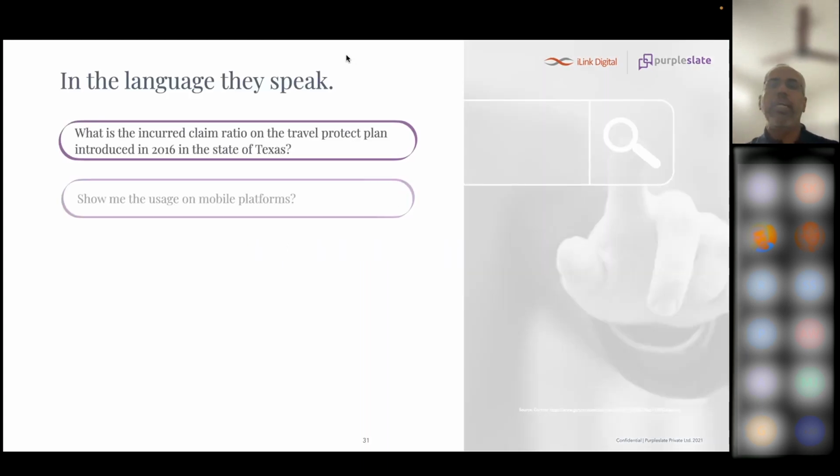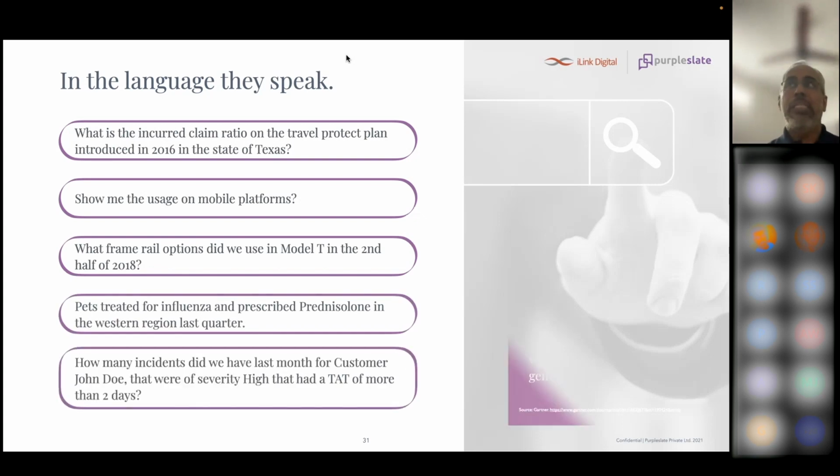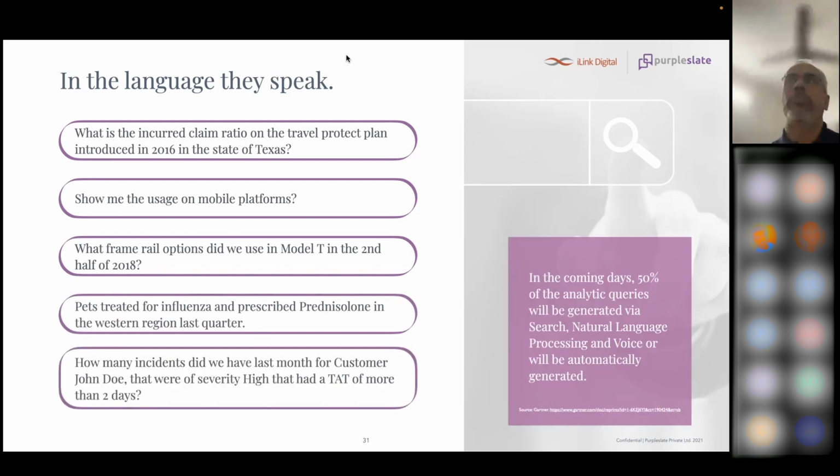So here are some examples. In fact, these are all examples from applications which we have built for some of our customers, including insurance and whatnot. One very good use case is in the healthcare space, where doctors really engage in a conversation. The fourth one you see here is pets treated with a particular drug name for a particular medical condition. All these, the doctors use a language interface.